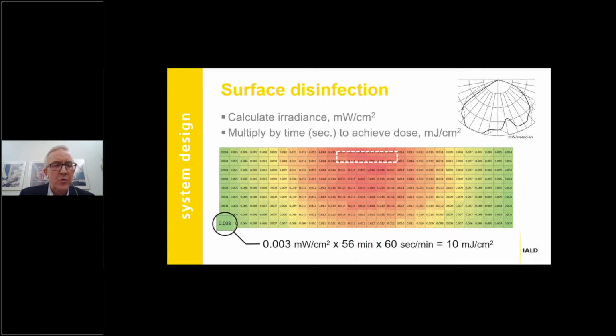Of course, it's also true that you can take the required dose and divide by the irradiance to calculate exposure duration required. So for example, if the required dose is 10 millijoules per square centimeter and the calculated UVC irradiance is 0.003 milliwatts per square centimeter, then the dose will be achieved after 56 minutes of exposure. And by the way, dose is cumulative, so it doesn't all have to happen at once. 2 separate exposures of 28 minutes each will achieve the required dose as well.